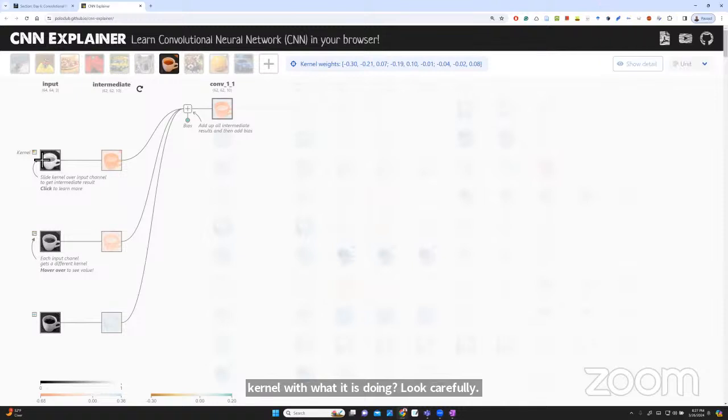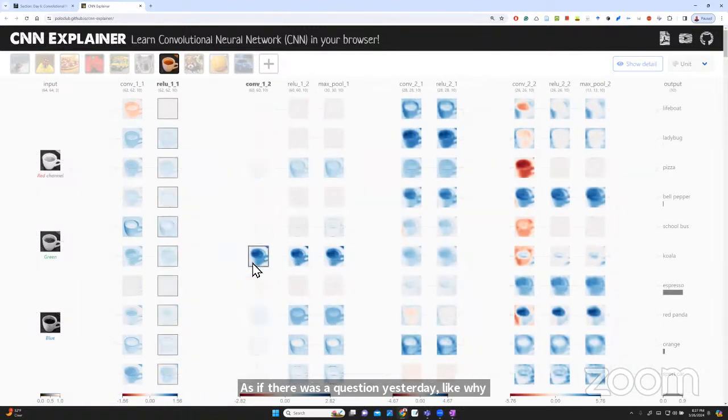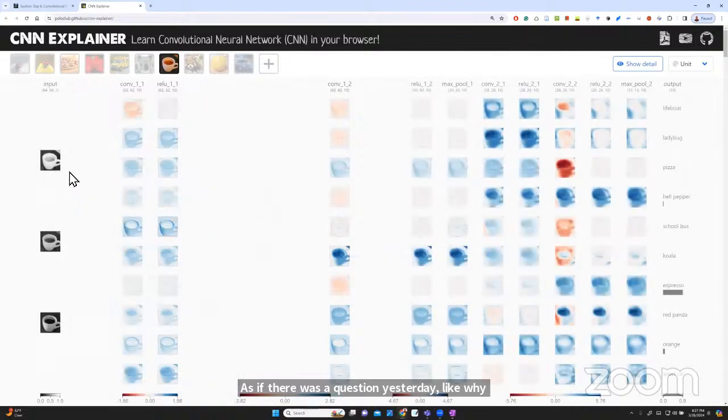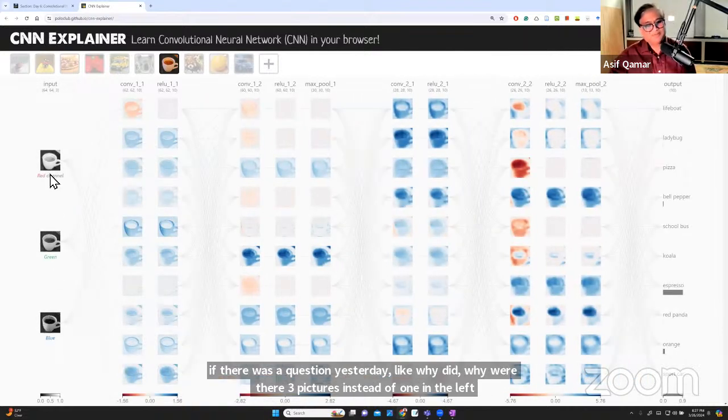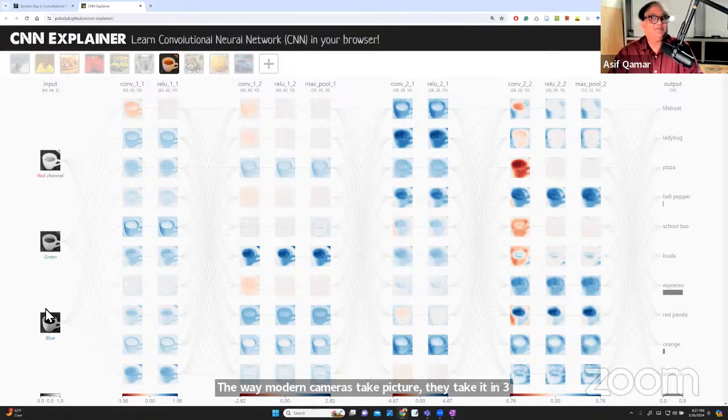Asif, there was a question yesterday, like why were there 3 pictures instead of one on the left? Oh, because of the red, green, blue RGB channels. The way modern cameras take pictures, they take it in 3 different colors. They take a red picture, a blue picture, and a green picture. They separate out the wavelengths.